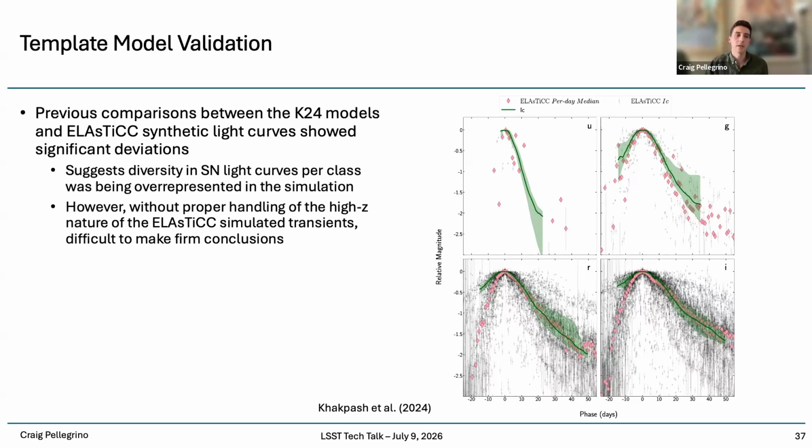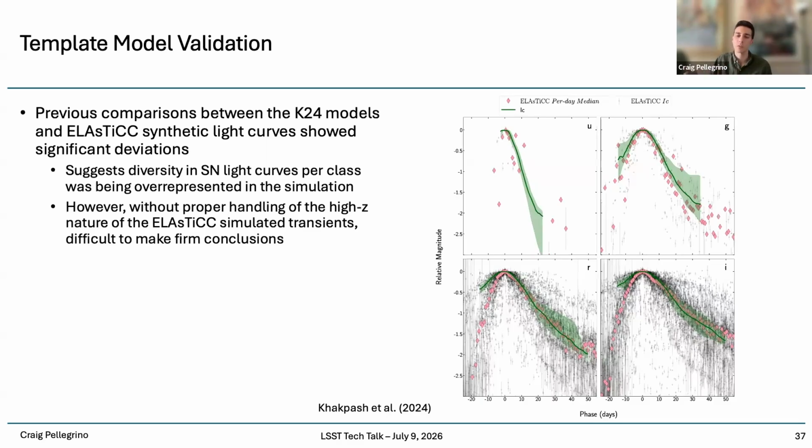However, it's difficult to make concrete conclusions about this because of the sort of redshift nature of the elastic simulation, and because the Kakbash templates were produced with mostly low redshift supernovae, it's more difficult to sort of redshift those and compare to the elastic dataset. So this is where GoPro can come in.